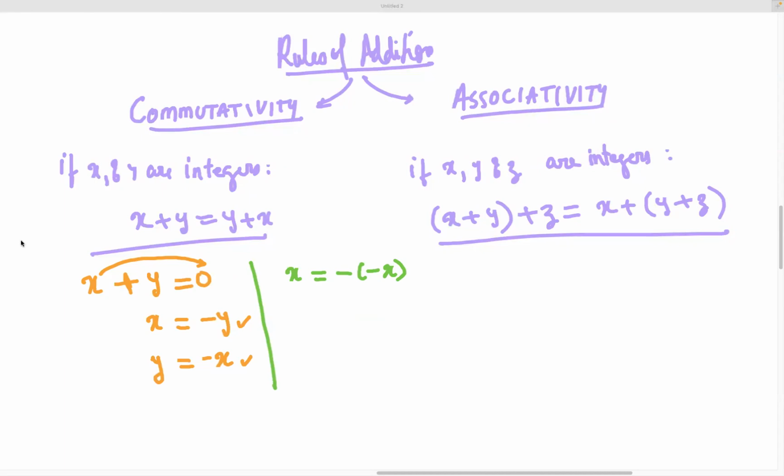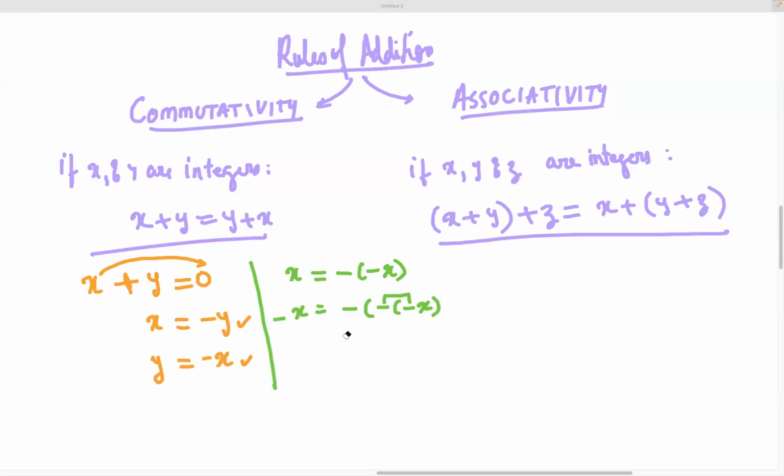Again, if we have more than two minuses, for example, minus of minus of minus x, in this case these two minuses will make a plus, and then we still have the remaining minus, so what we'll get here is a minus x, and therefore we are saying that minus x would be equal to this.